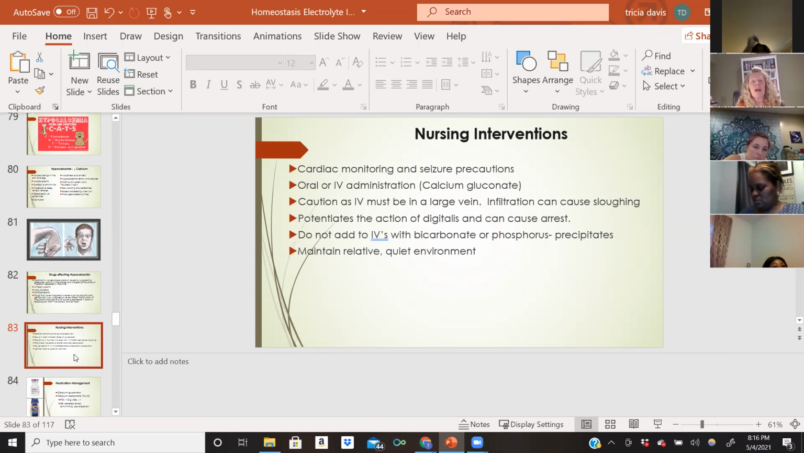You're going to give oral or IV administration of calcium gluconate to help bring the calcium levels up. When we give it IV, it has to be in a large vein because it can be very caustic to the veins, and infiltration could cause sloughing. It does potentiate the action of digitalis, which can cause cardiac arrest. You do not want to add it to IVs with bicarbonate or phosphorus. You want to run it by itself.